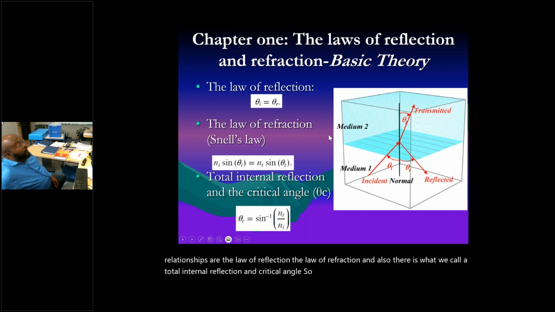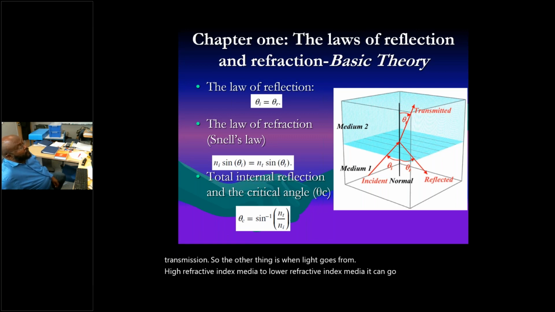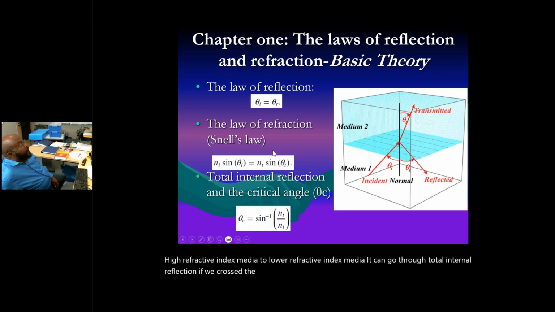In the law of reflection, the angle of incidence that you see here must be equal to the angle of reflection. And this is Snell's law, or law of refraction, which relates the refractive index of the incident medium, the angle of incidence, the refractive index of the transmitting medium, and the angle of transmission. The other thing is when light goes from a high refractive index medium to a low refractive index medium, it can go through total internal reflection if it crosses the critical angle. So these are the basic theories.